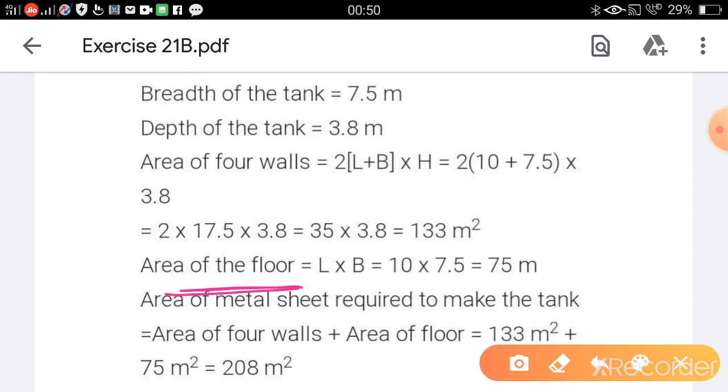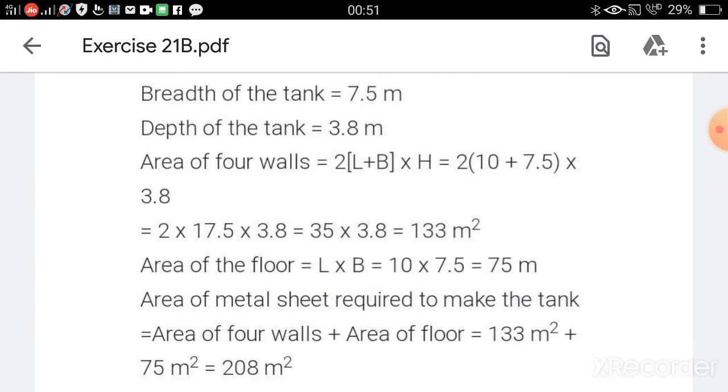Okay. Now the area of the floor, L multiplied by B. L is how much? 10. B is how much? 7.5. So do the calculation, which will be 75 meter square. 75 meter square. Got it now?